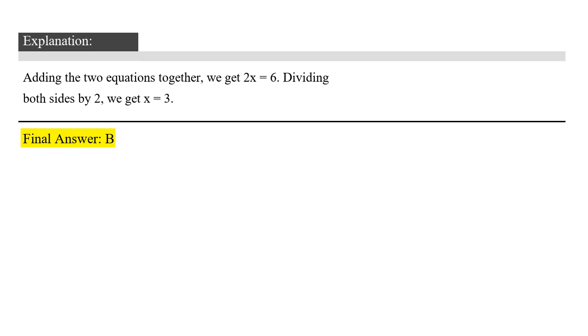Adding the two equations together, we get 2x equals 6. Dividing both sides by 2, we get x equals 3.